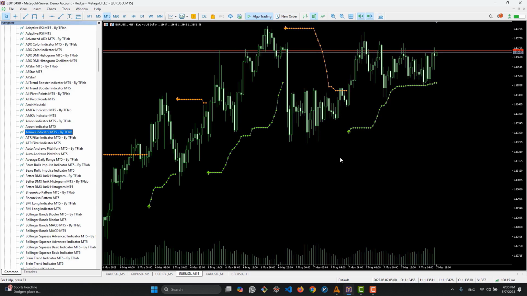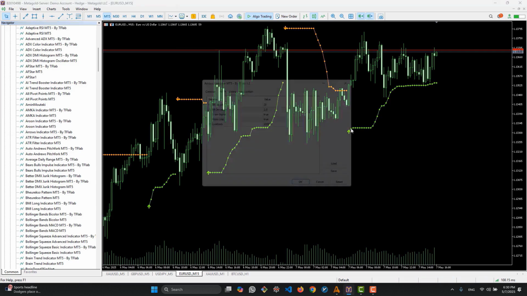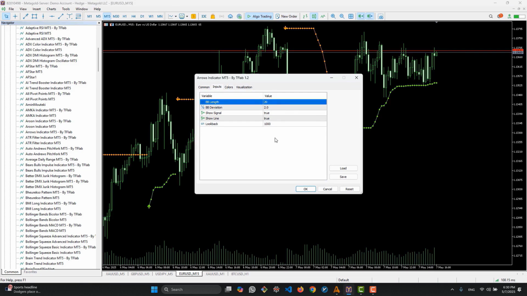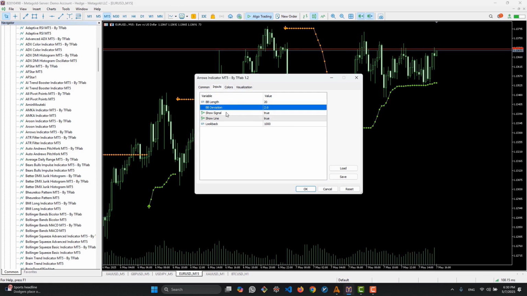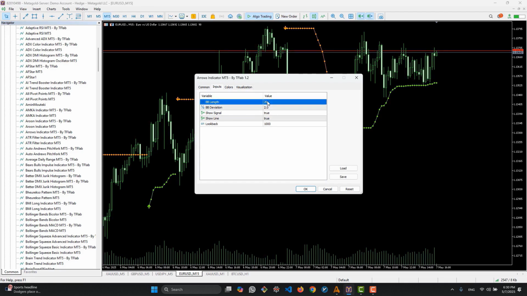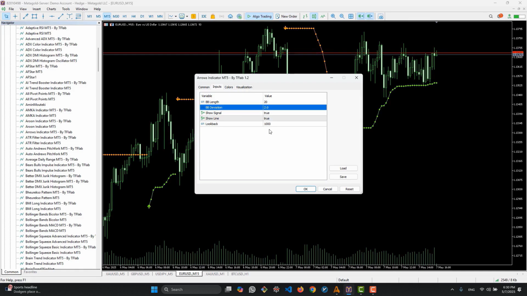Let's go over the settings of this indicator together. The first option in the settings is the period of the Bollinger Bands indicator, which we can adjust. And the next option is the deviation of the Bollinger Bands indicator. The higher we set the period, the smoother the line becomes, and the higher we set the deviation, the greater the distance between the bands and the candles.